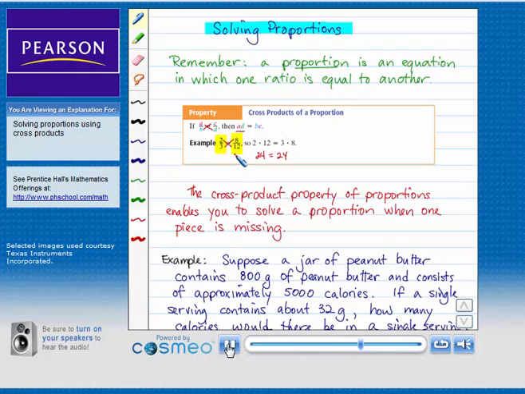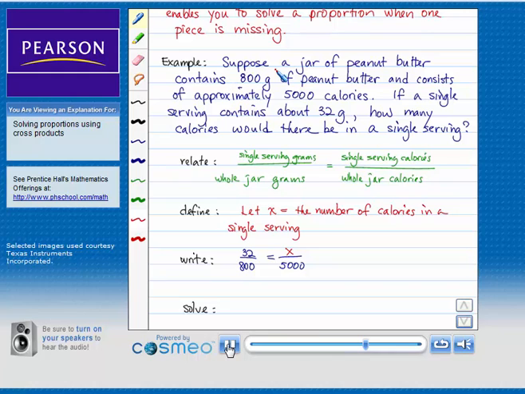Now you can also use the cross-product property of proportions to solve proportions when there's a piece of information that's missing. Okay, so let's look at an example of how we would use the cross-product property of a proportion to solve. Suppose you have a jar of peanut butter, and you can see from the label that it contains 800 grams of peanut butter, and it consists of approximately 5,000 calories for the total jar. If you know that a single serving contains about 32 grams of peanut butter, how many calories would there be in a single serving?